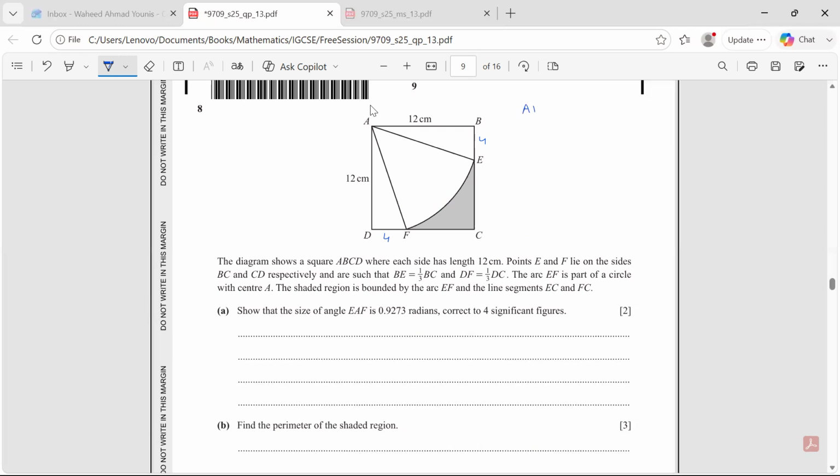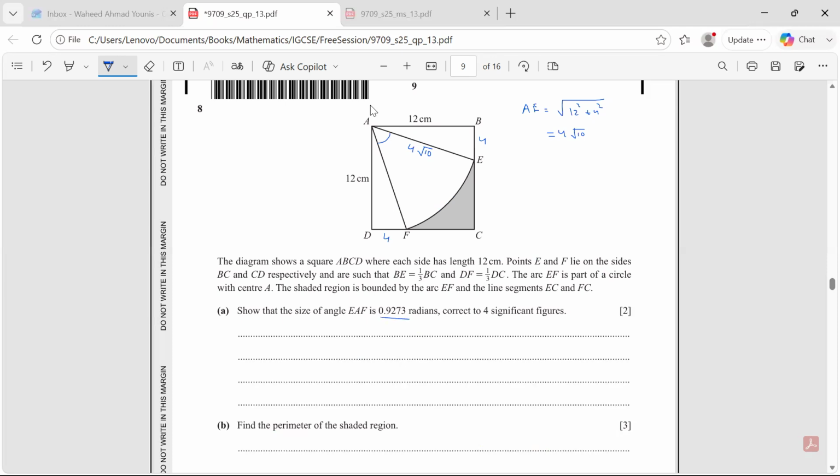AE is under the root 12 square plus 4 square, right? So this gives me the value. It is 4 under the root 10. So this AE distance is 4 under the root 10, and basically, this is the radius of this arc. Now, let's see what's the problem. Show that the size of this angle is so many radians.